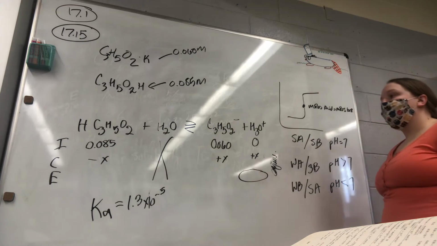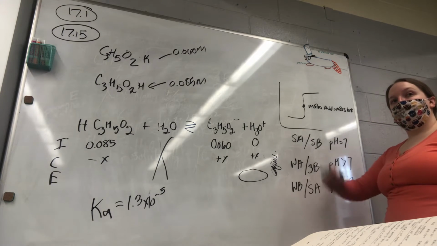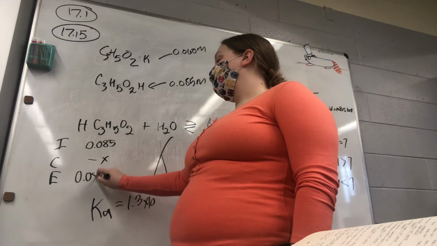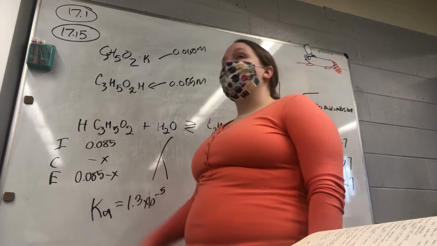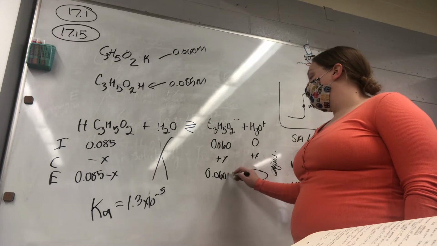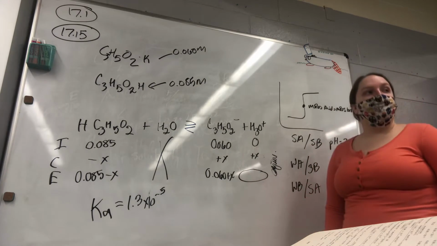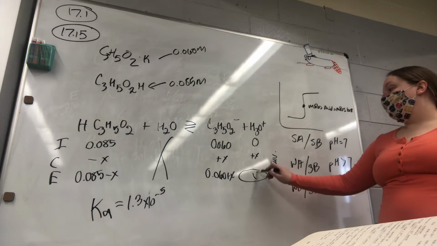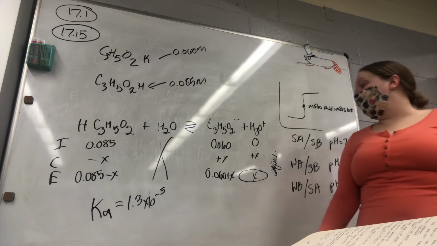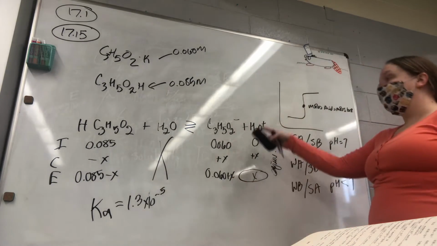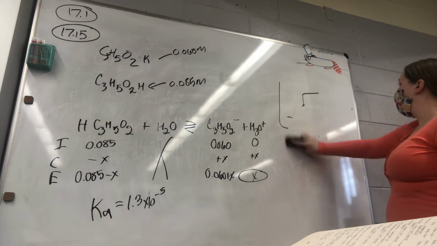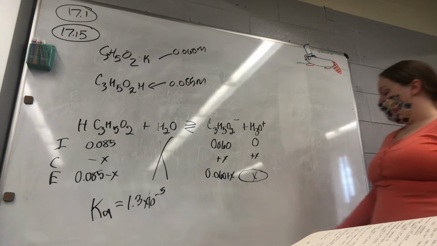Okay, what am I going to do next? Let's get everything at equilibrium. So that's my expression at equilibrium for that one, and that's my expression at equilibrium for this one. That one's X. What have I not done that I probably could have done at the very beginning once I got my equation? Write the K expression.